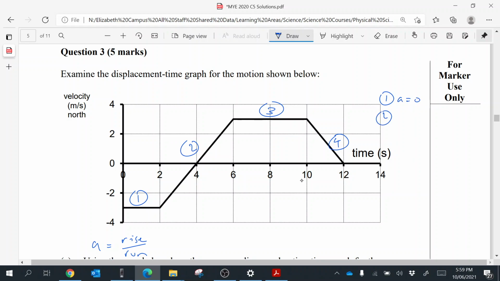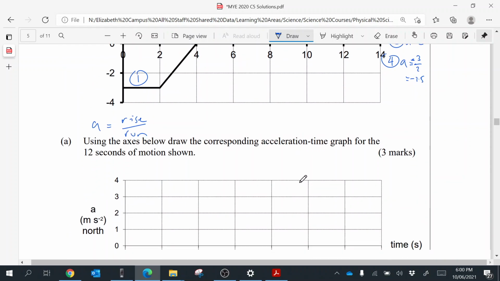For 2, a equals, let's see, it goes from negative 3 up to positive 3. So it's a rise of 6 divided by, it goes from 2 to 6, which is 4. So it's going to be 1.5. These are all meters per second squared. For 3, a is equal to 0 again, and for 4, a equals, it goes from 3 down to 0 over 2 seconds. So it drops 3, so it's negative 3 over 2, which is equal to negative 1.5.